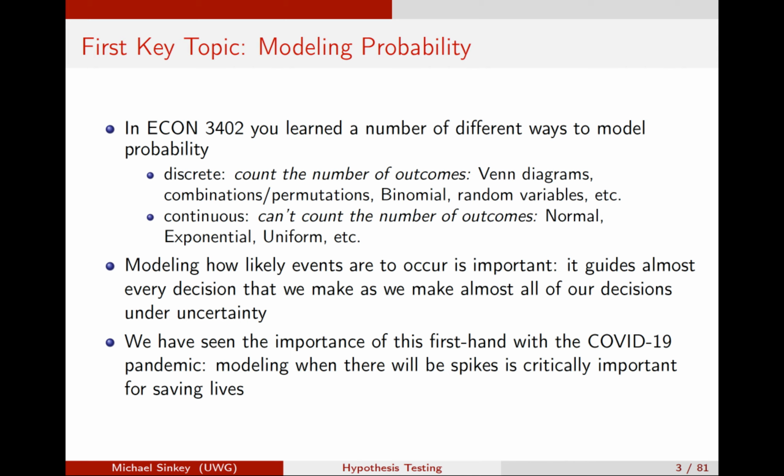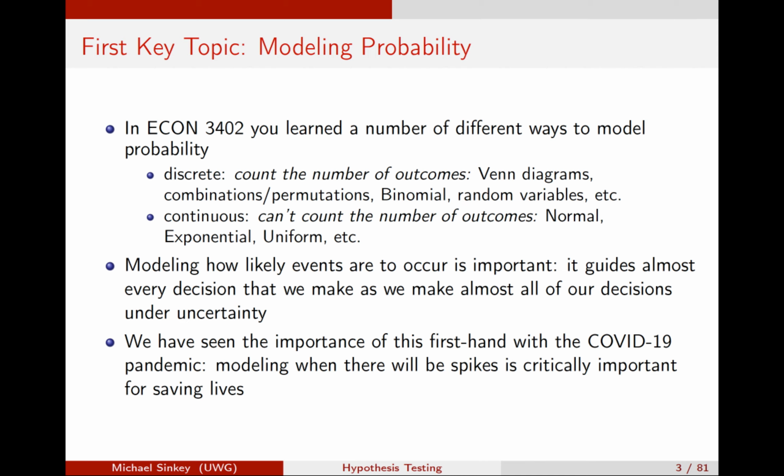In Econ 3406, we're going to focus on one special continuous distribution, the normal distribution, where we can't count the number of outcomes. So how many numbers are between 1 and 2? Well, as many as you want. That's a continuous distribution, but if I were to pull a number out of that interval randomly, I wouldn't be able to count the number of outcomes. And I think modeling probability is one of the key problem-solving tasks that you learn in Econ 3402.